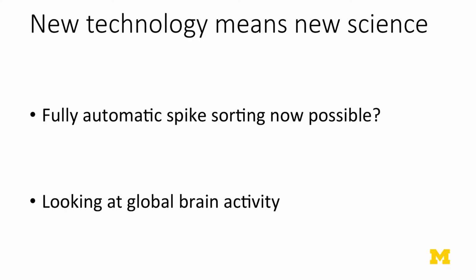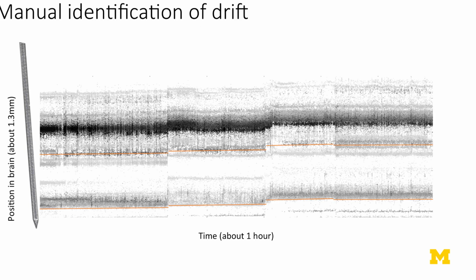So just in the last couple of minutes, I want to talk a bit more about this point, about how new technology means you're going to do new science, and it isn't always what you thought you were going to do when the technology was first discussed. The first one concerns fully automatic spike sorting, something that I'd always thought was pretty much impossible because of this problem of electrode drift. If the electrode moves away from your cell, it's gone. There's no way you can correct for that, except when you have a long linear electrode with regularly spaced sites.